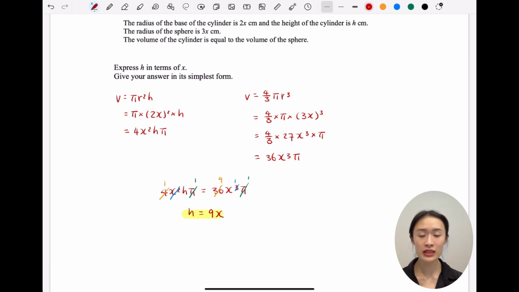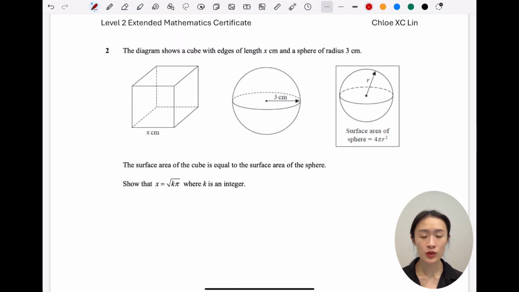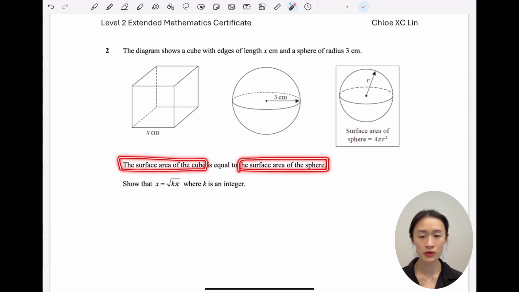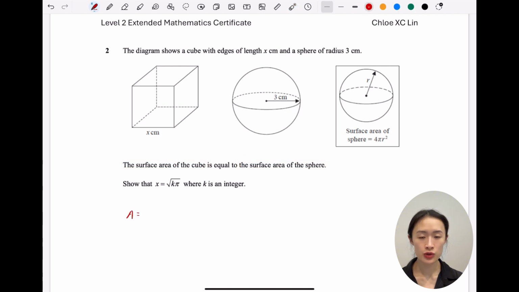Okay, so now moving on to the next one. In this question, we are given two solids, a cube and also a sphere. And this time, we are also given the dimensions. So the length of the cube is x and the radius of the sphere is 3. And what we need to do is to work out the surface area because we are told that the surface areas are equal. So the surface area of a cube is simply 6x squared. There are 6 sides and each side has an area of x squared.